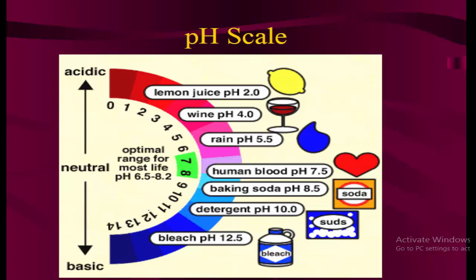Then pH. As we all know, the strength of an acid is calculated with the help of one scale, that is pH. The pH is the negative logarithm of the H plus ion concentration. So here are some pH values given for certain substances. Lemon juice, wine, rain, human blood, baking soda, detergent, bleach. What is the value of their pH? It is represented in this chart.